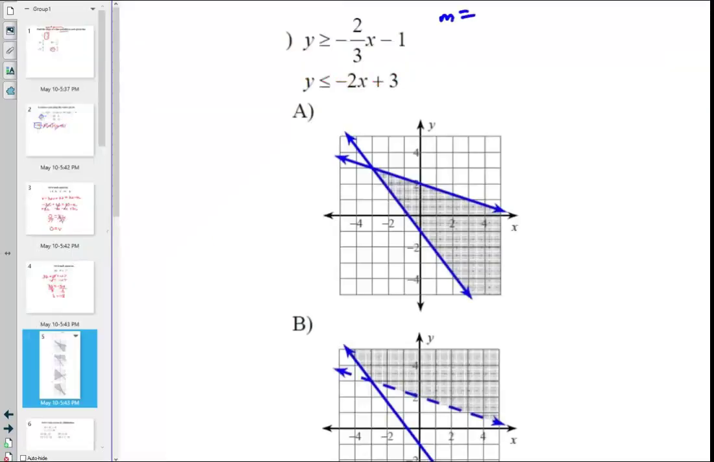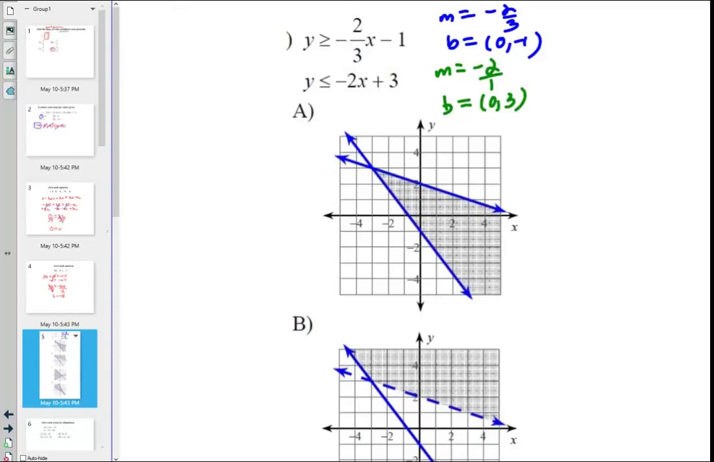What's the slope of the first one? Negative 2 over 3. What's the y-intercept? 0, negative 1. For the second one, what's the slope? Negative 2. Negative 2 over 1, because we want to write it as a fraction for graphing purposes. And the b is at 0, 3. All right. So that's the first thing I'm going to look for.